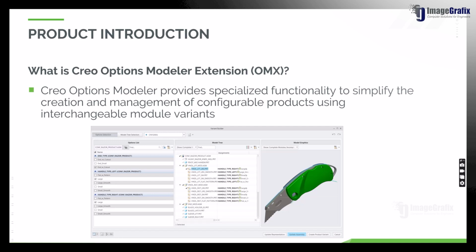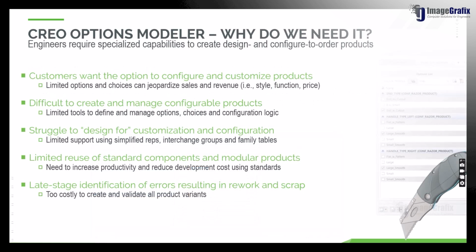How do you, as a designer, make and share those variants and choices with the manufacturing division? That is the question. The simple solution is the Creo Options Modeler extension. Customers who want the option to configure and customize the products will be looking at variants.